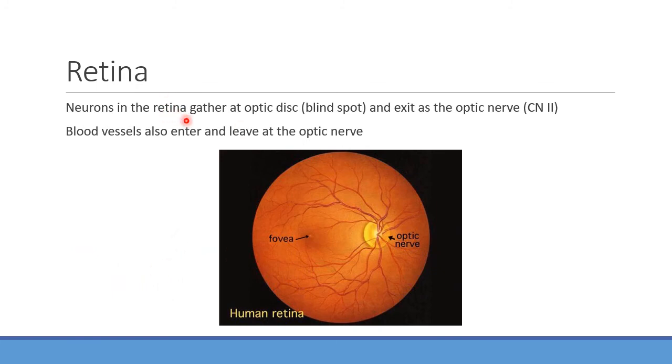And then we mentioned that neurons are going to gather at the optic disc. This is going to be our blind spot, and they exit as the optic nerve, which is cranial nerve number 2. And then a lot of blood vessels are going to be entering and leaving here as well, as we mentioned already.